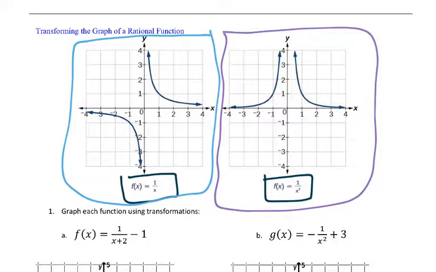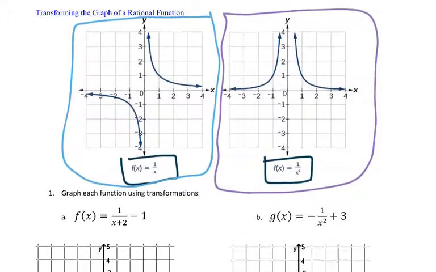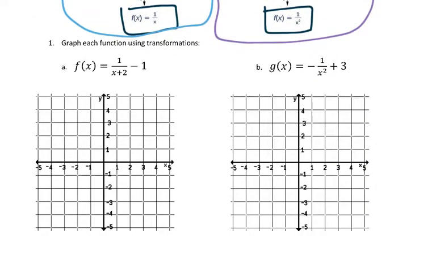Remember that when we add or subtract something to our x value, that shifts our graph to the left or to the right. If we add or subtract something to the entire function, that shifts our graph either up or down. So I can take the information that I have here and graph each of the following functions using transformations. So f of x equals 1 over x plus 2, minus 1. That's going to shift the graph of 1 over x left by 2 and down 1.